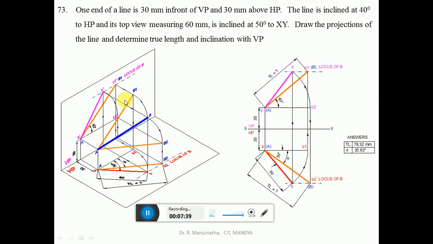When you are doing it in the sketchbook, the same thing is going to be explained separately now. Draw an XY line and mark VP and HP.